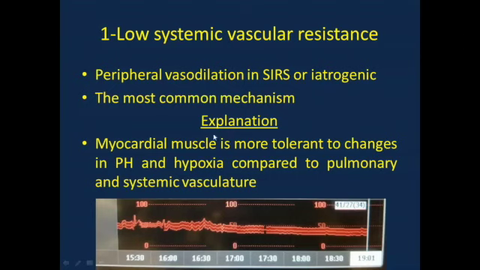And the explanation of that is that myocardial muscle is more tolerant to changes in the pH and hypoxia compared to pulmonary and systemic vasculature. So with any fluctuation in the pH or with acidosis, you may have significant changes in the systemic vascular resistance, which might drop. And the pulmonary vascular resistance will be the opposite. With acidosis and with hypoxemia, pulmonary vascular resistance will increase.